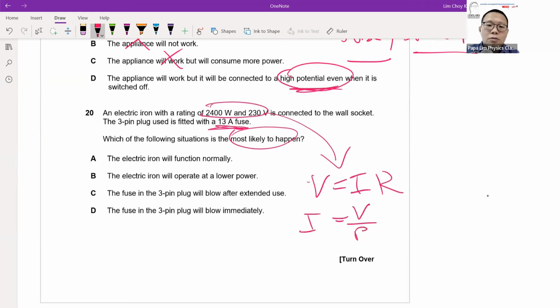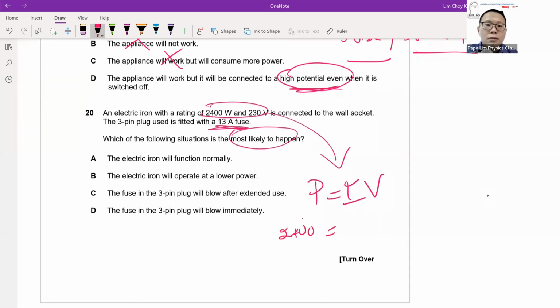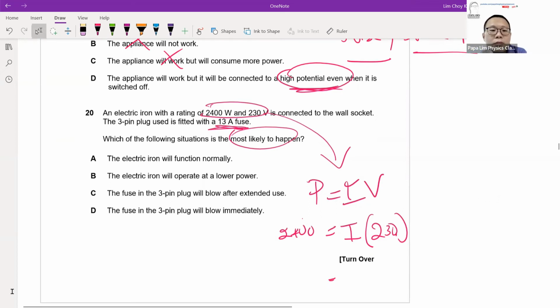over R. Wrong formula. If I use the formula power equal to IV, power is 2,400. Current is what I need to find, and the voltage is 230. Okay, so if you look at the question here, let me do a calculation. So your current, if you use a calculator, will be 4.3 amp.